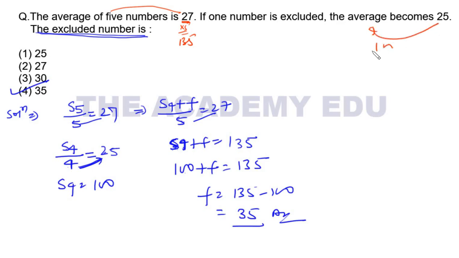When one number is excluded, there are 4 numbers and the average is 25. So what is the sum? 100. So from the sum of 5 numbers, if I exclude the sum of the 4 numbers, I get the 5th number: minus, I get 35. So in the examination, you just need to do this one, if you know the concept of how we get these things. Okay. Write it, and then move to the next question.